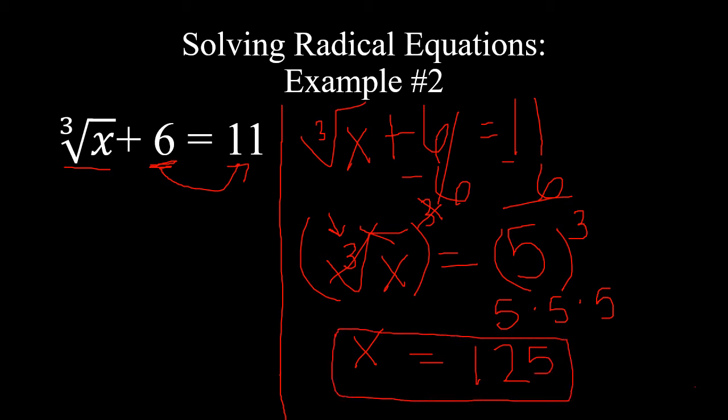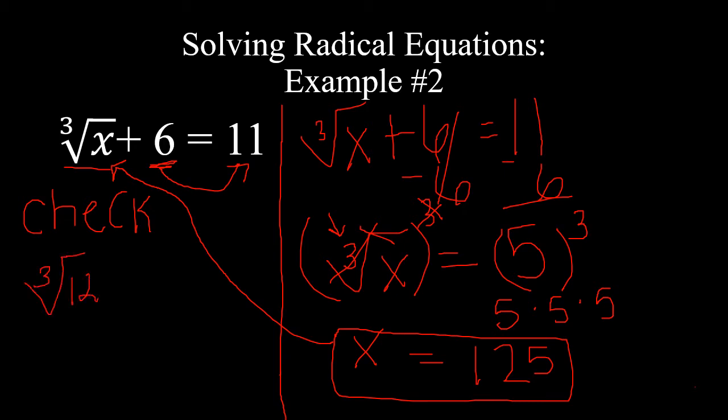Remember, it's super duper important to always go back and check these. So let's check. Anywhere we see x, we're going to plug in 125. So we're going to say the cube root of 125 instead of the cube root of x, plus 6 equals 11. The cube root of 125, we are looking for what number multiplied by itself 3 times gives us 125. We could do the prime factorization, we could simplify it, but we know from the work we just did on the right side that that is 5. You could also plug that into your calculator if you really needed to.